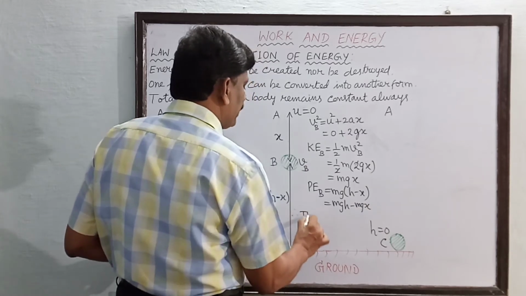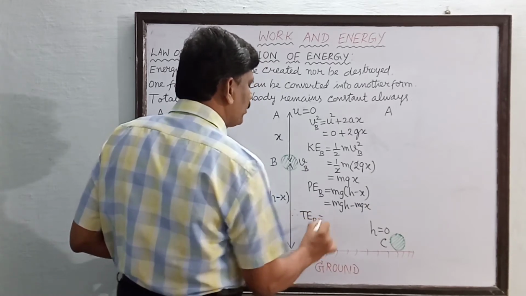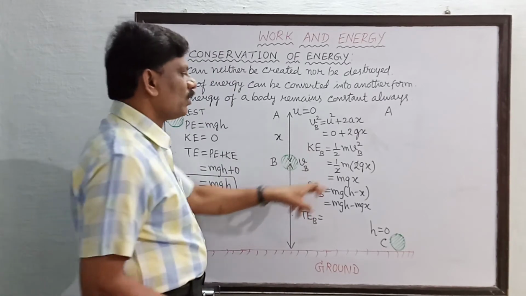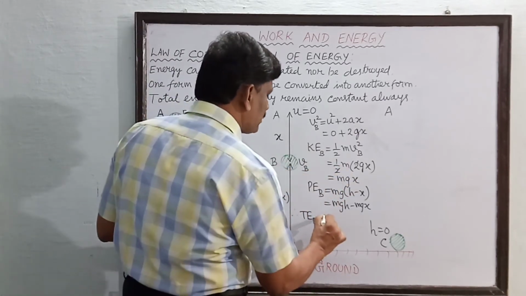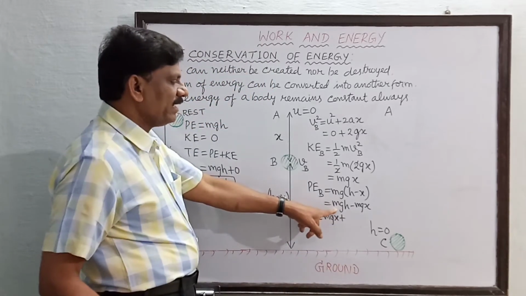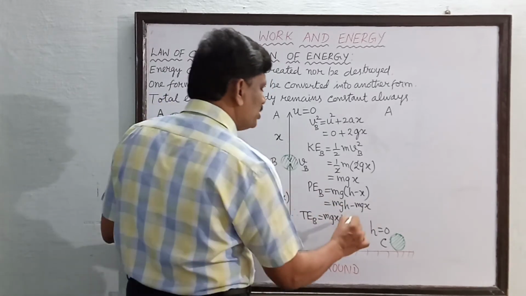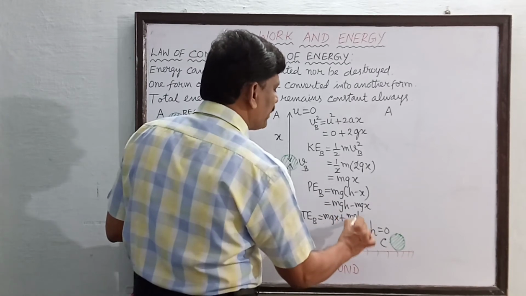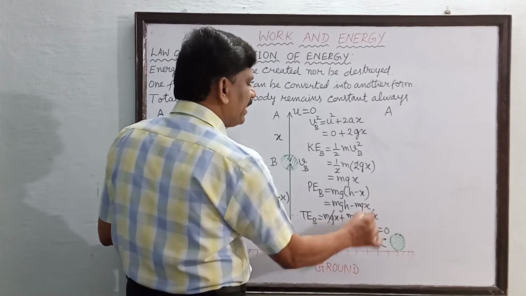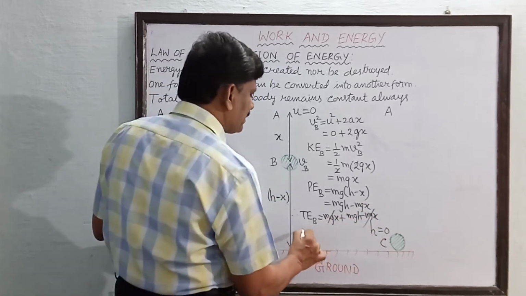Therefore, the total energy at B is equal to the kinetic energy plus potential energy. Kinetic energy is mgx, plus potential energy, which is mgh minus mgx. So the mgx and minus mgx get cancelled.